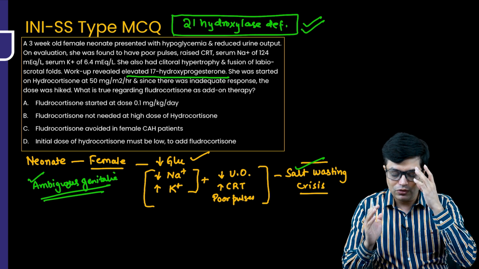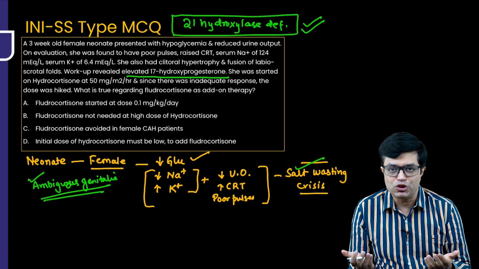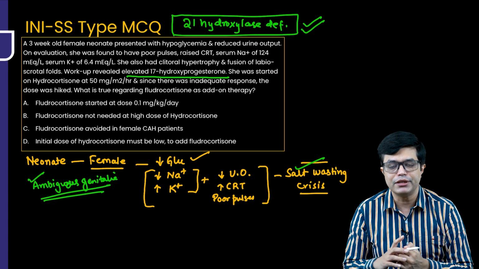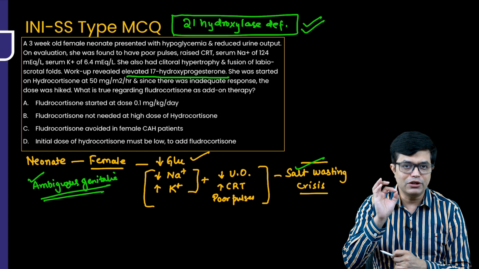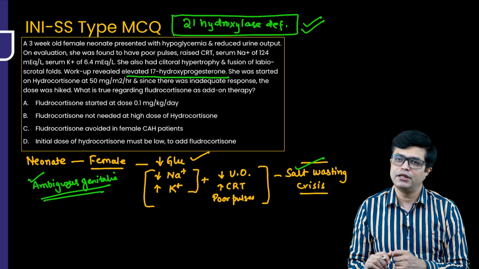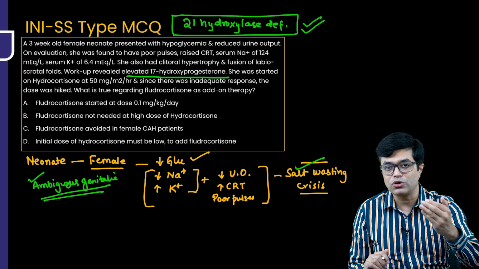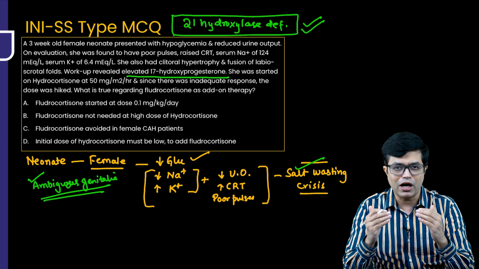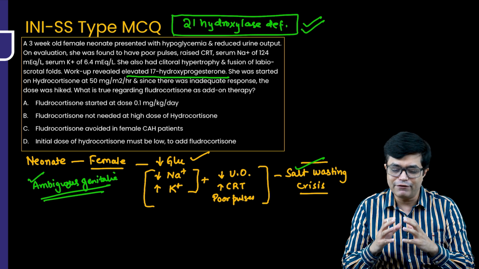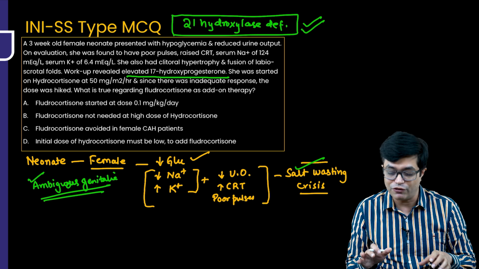Now, any CAH patient, including 21 hydroxylase deficiency, you have to start the patient on hydrocortisone. What is the dose of hydrocortisone which is started? Generally, higher doses of hydrocortisone are needed in the patient. Let us have a quick review of how we do the management whenever a patient presents in crisis of CAH.